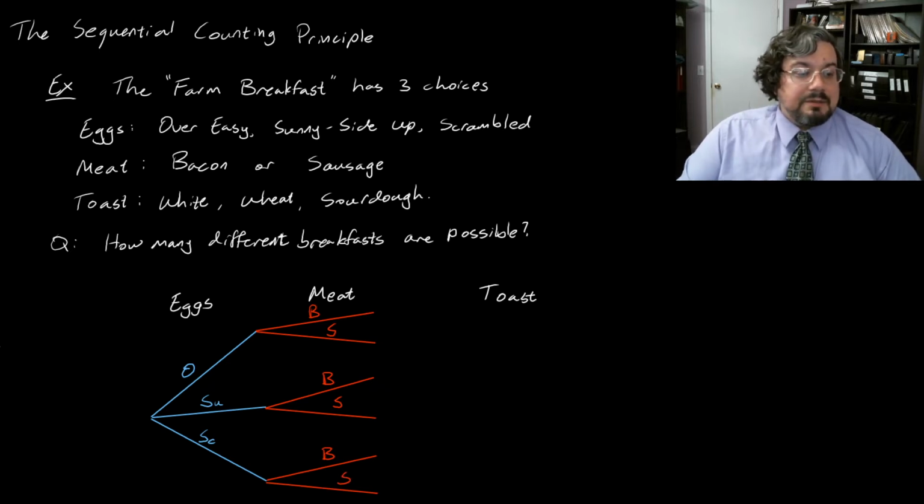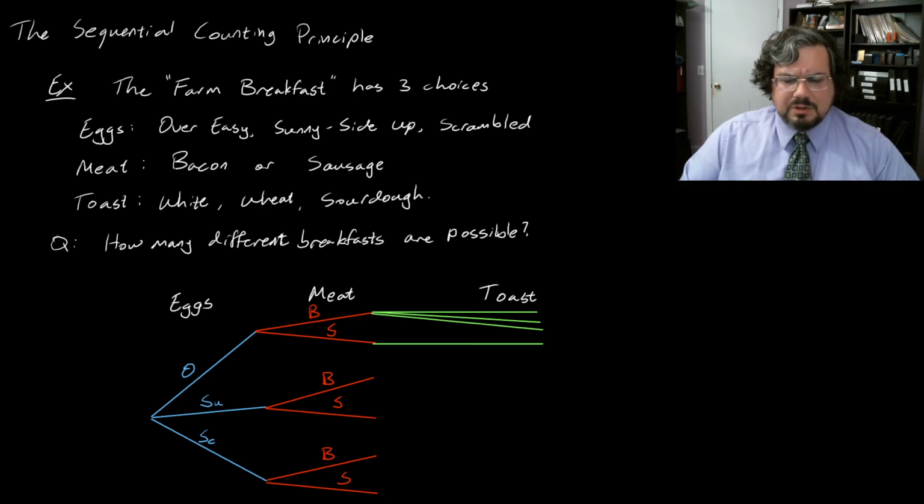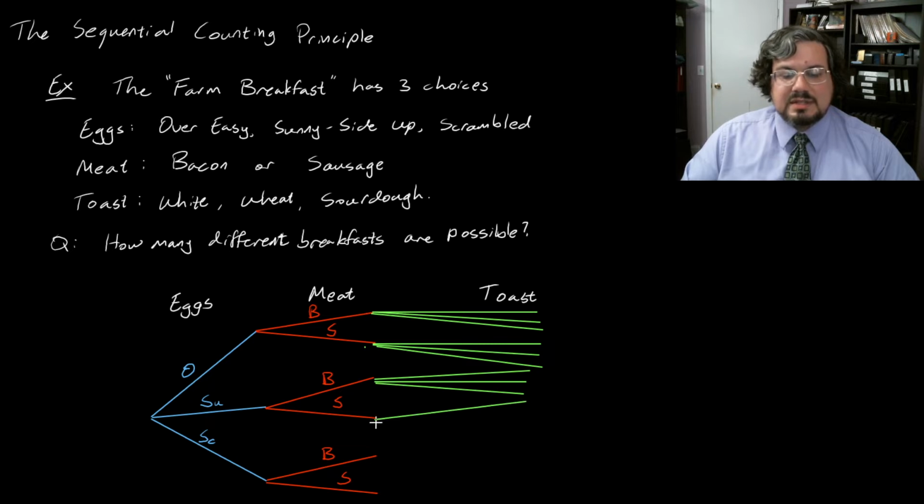And then finally, we can select what type of toast we want. And we've got three different choices for toast. So whether we chose over easy with bacon, we have our three choices here. Or if we chose over easy and then sausage, we'd have three choices. And in any of the other cases, we still have three choices. And so as you can see, the number of possibilities starts expanding quite significantly.